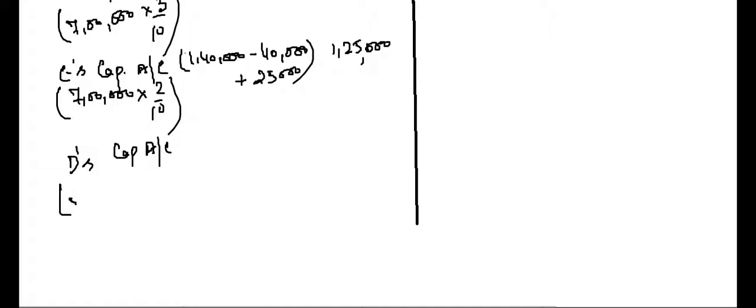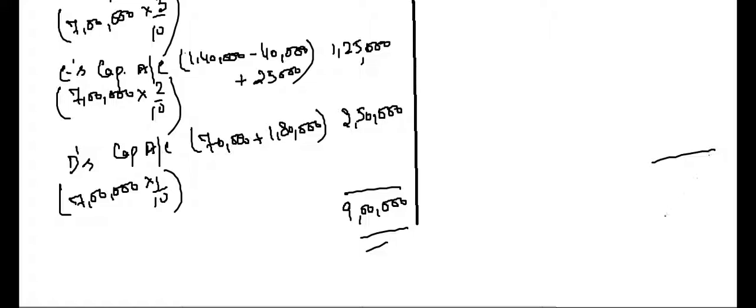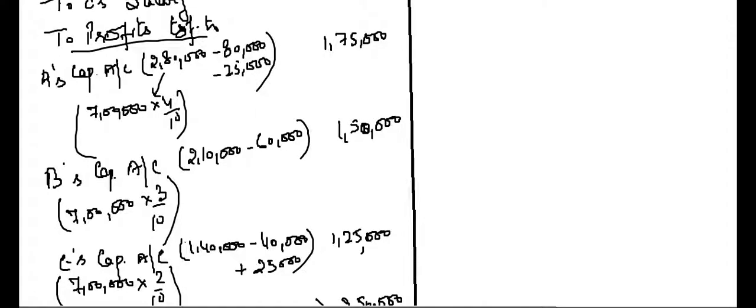What is D's capital? D's share is 7 lakh into 1 by 10, 70,000, plus deficiency from firm 1,80,000. So he will get 2,50,000. Clear? So in total we will have 9 lakh. Clear? Right?